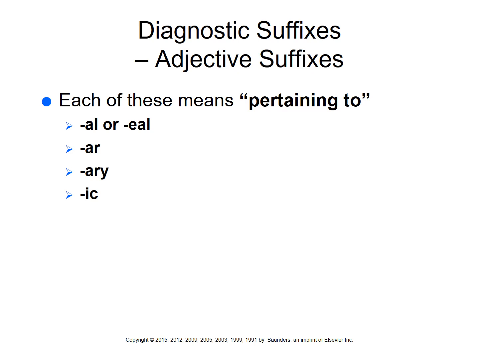Diagnostic suffixes, as far as adjective suffixes are concerned, each of these means pertaining to. So you can have AL or EAL, AR, ARY, or IC. All of these mean pertaining to.